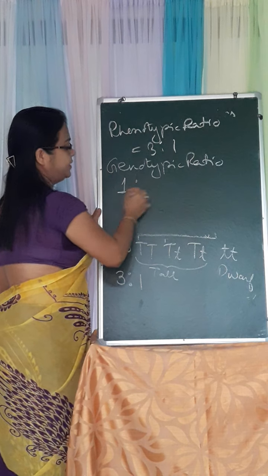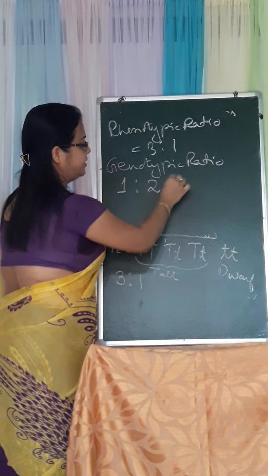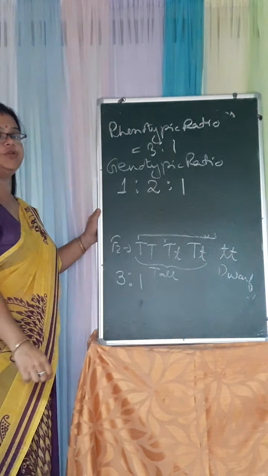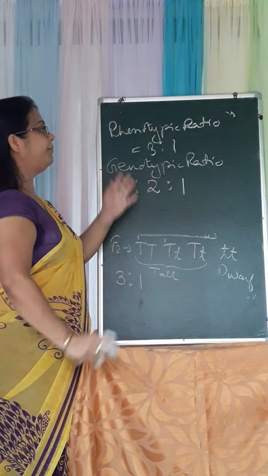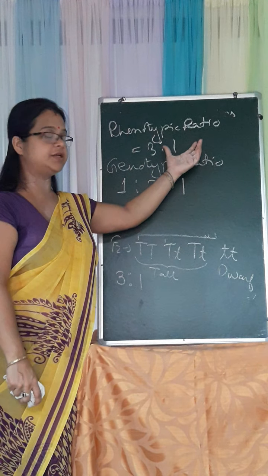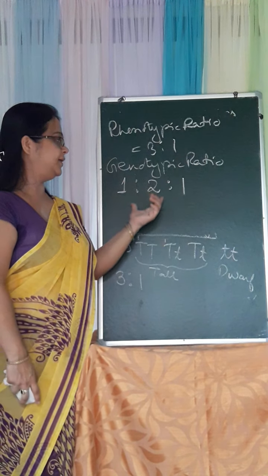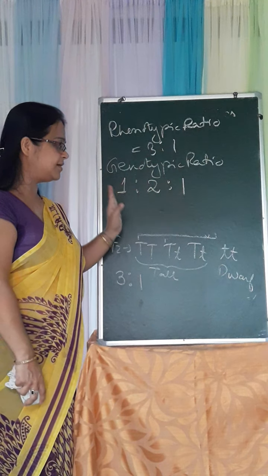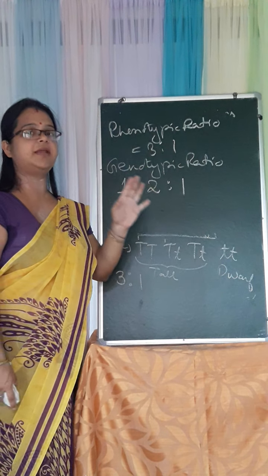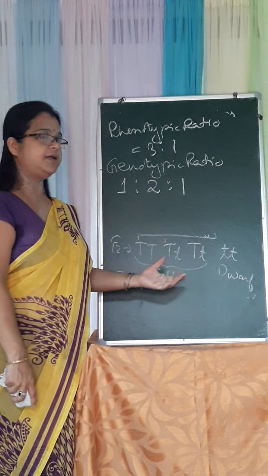Pure tall plant 1, hybrid tall plant 2 and pure dwarf plant 1. So the genotypic ratio is 1:2:1. Got it? So in Mendel's monohybrid cross we have got the phenotypic ratio 3:1 and the genotypic ratio 1:2:1. Okay? So this is the main point of the first experiment that was performed by Mendel on the pea plant, considering the height of the plant.